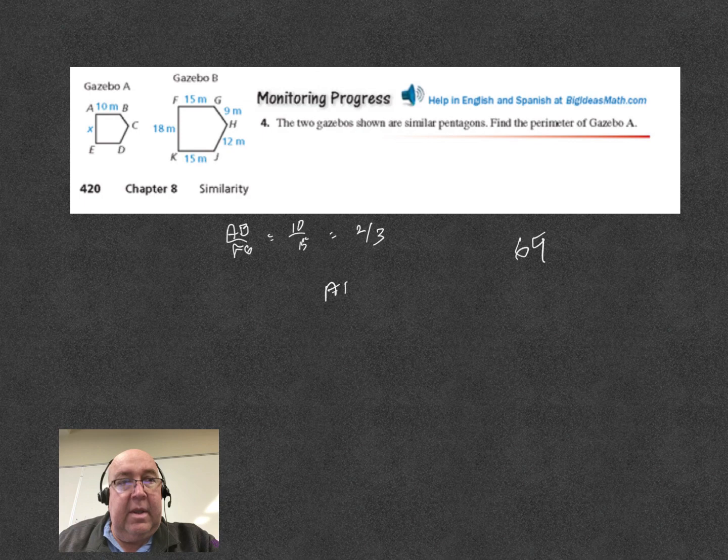So we're going to multiply 69 by 2/3 to find the perimeter of gazebo A, and that is going to be 46, and it's going to be meters. Also, our x value is going to be 2/3 of 18, which is going to be 12.